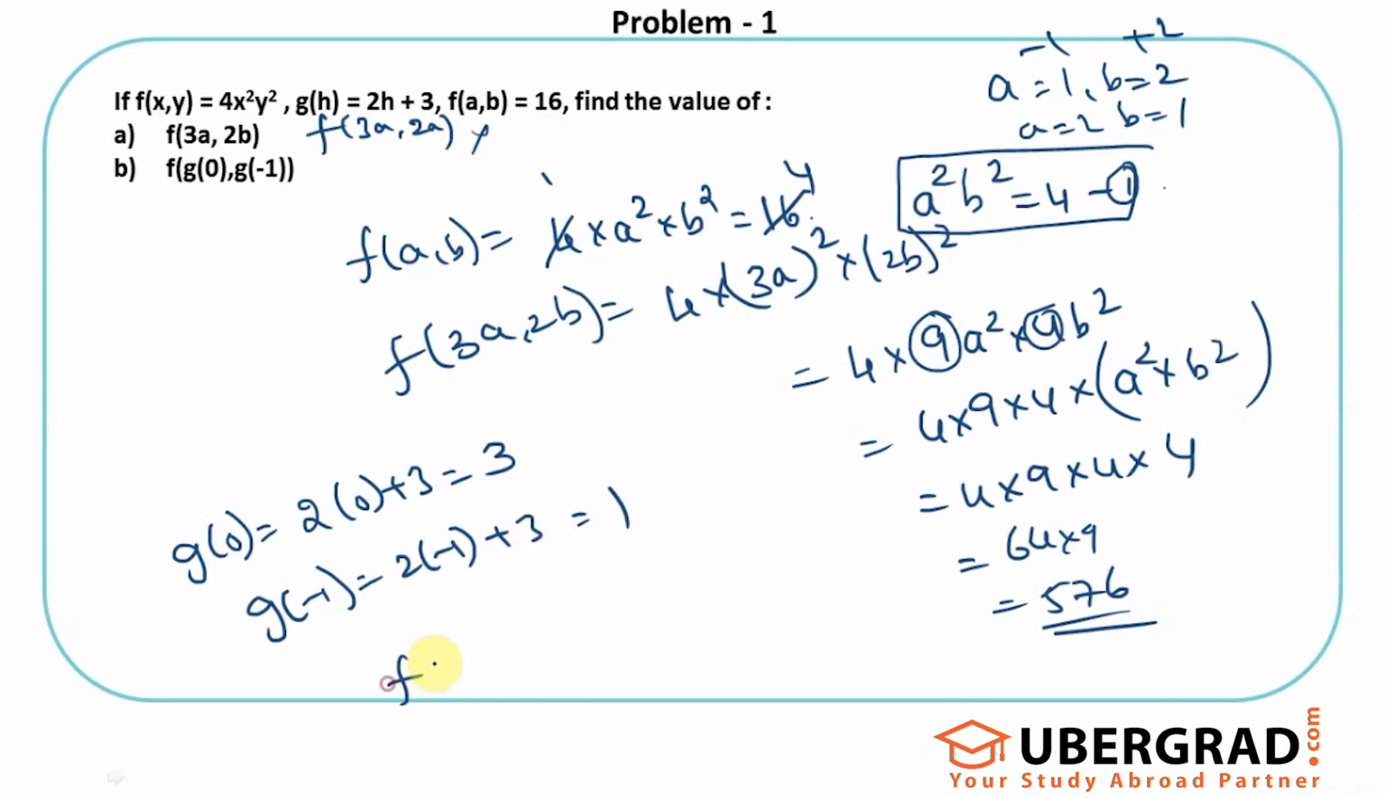So what is f of g of 0 comma g of minus 1? That's f of 3 comma 1. So 4 into 3 square into 1 square, so 9 4s are 36, into 1, 36 is the output for f of g of 0 comma g of minus 1. And that's how we should do this.